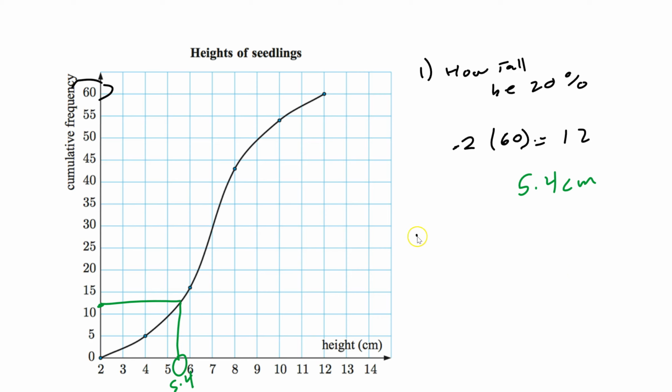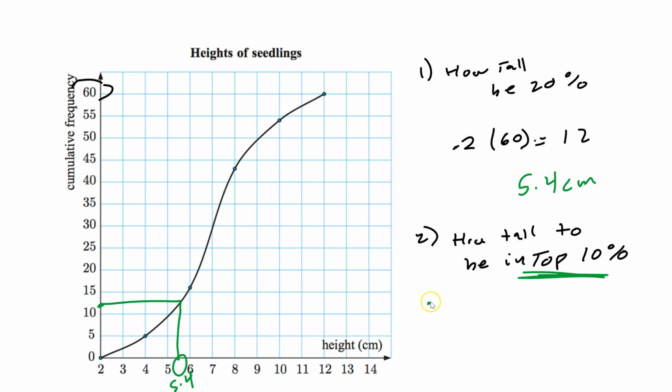Similarly, but slightly different, they could switch it up a bit. They could say, how tall to be in the top 10 percentile. Now, very similar prompt, but that word top changes it considerably. It's a little twisted. If they say that, you don't just go 10% times 60, which would be 6. You don't go from the bottom 6. It says top, so you have to go from the top.